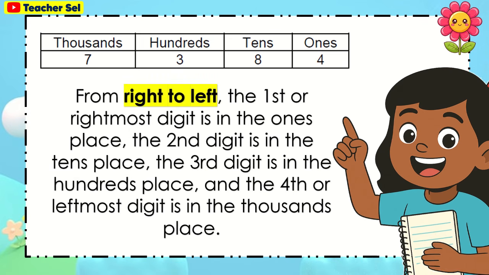From right to left, the first or rightmost digit is in the ones place. The second digit is in the tens place. The third digit is in the hundreds place, and the fourth or leftmost digit is in the thousands place.